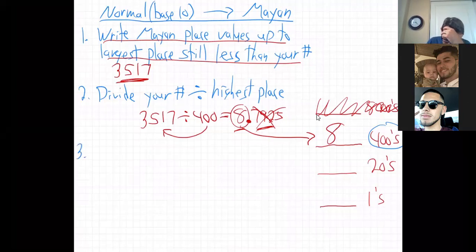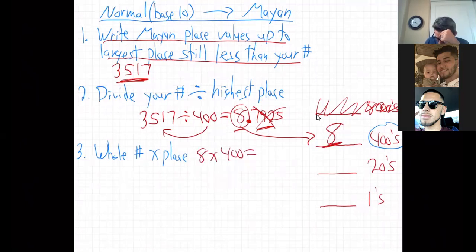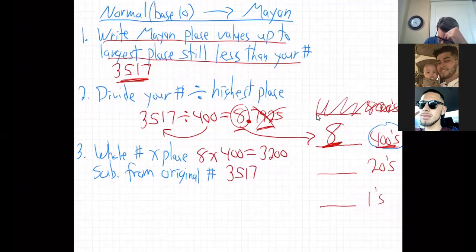Okay, next step. Step 3. Feel free to speak up if I can clarify anything. Take the whole number that you just got and multiply by the place. So that's 8 times 400, right? I'm taking the whole number we just got times the place it's in. It's in the 400s place. That's 3,200. Okay, what do I do with that? Subtract that from the original number. So I take my original number, 3517, and I subtract the 3,200, which leaves 317.